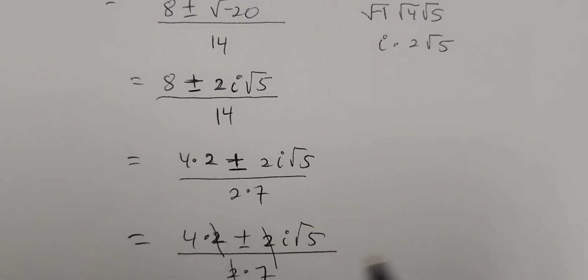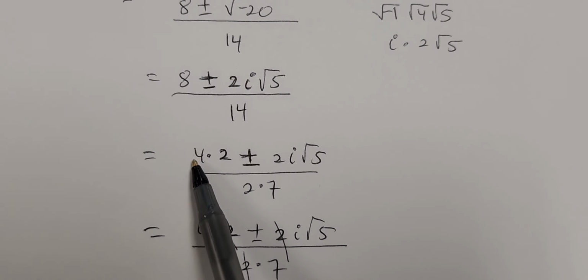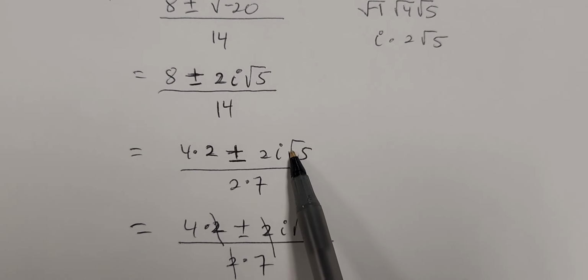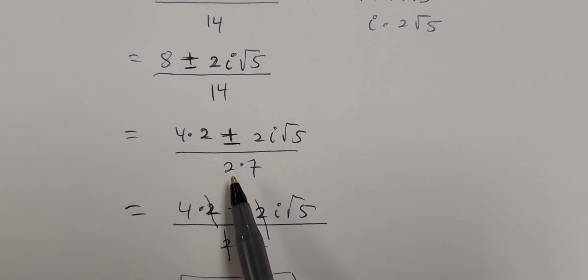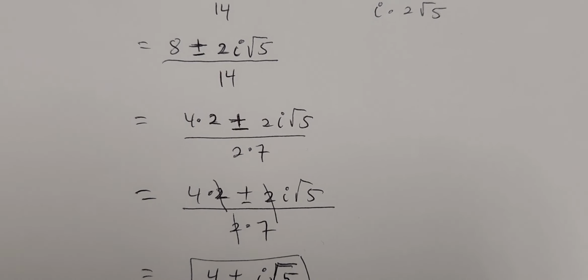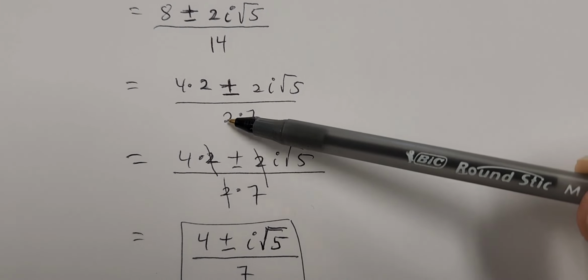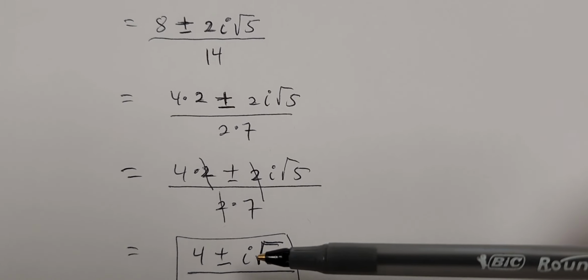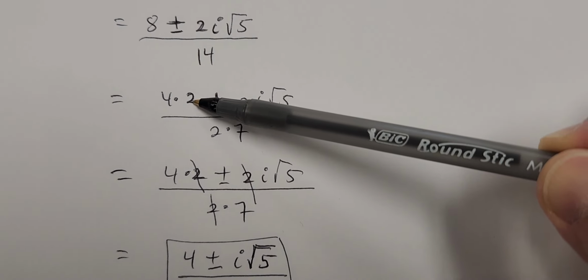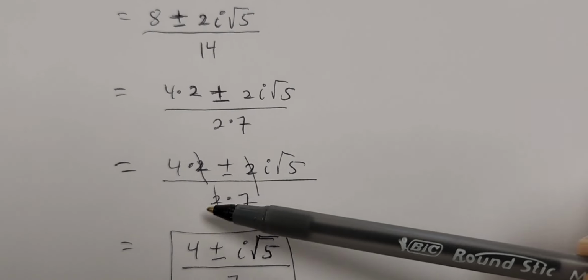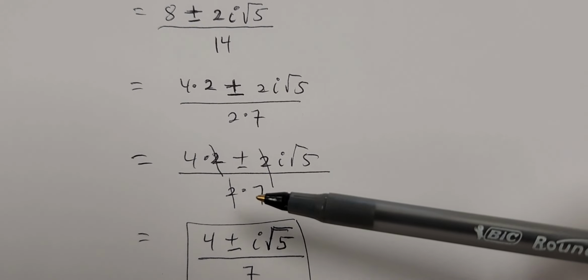Next, this 8, I know that 8 is 4 times 2. The 2i square root 5, I bring it down. I know that 14 is 2 times 7. And if you look very carefully, there's a 2 here, there's a 2 here, there's a 2 here. I can cancel all 3 out at the same time.